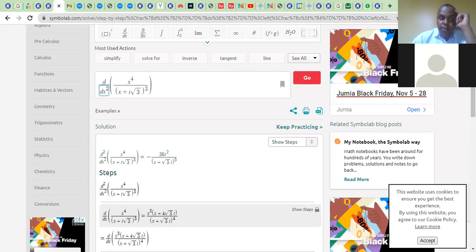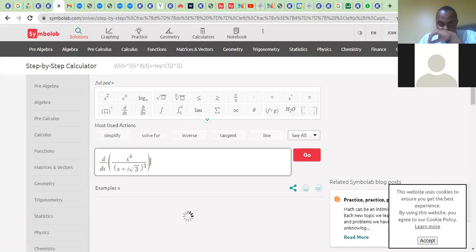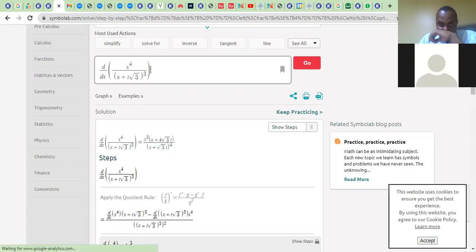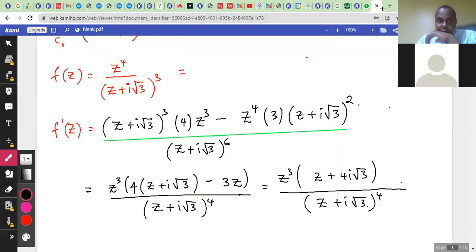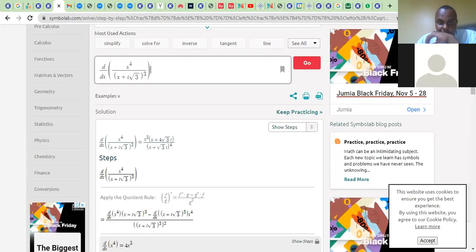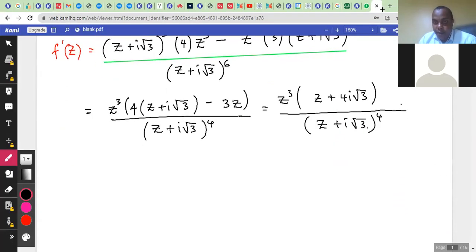Let me see whether that is what the system got. Yeah, that's what the system got: z cubed and then z plus 4i root 3, over z plus i root 3 to the fourth. Yeah, perfect. Yes, that's the first derivative. So next we need to do the second derivative.